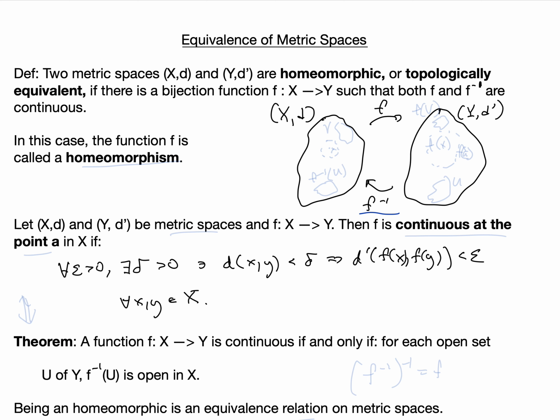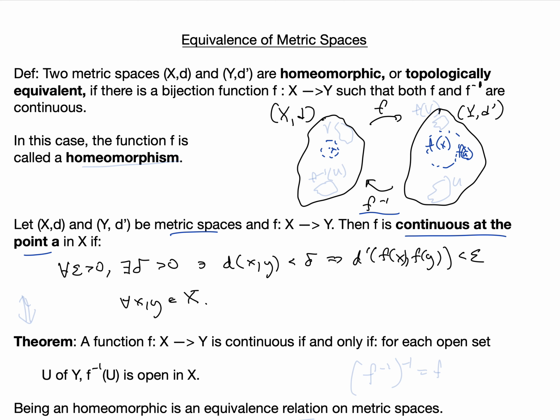And for this to be the case that both f and f inverse are continuous, let's just remind ourselves of the definition of continuity. So we have the definition of continuity in a metric space, this epsilon-delta definition of continuity. For any epsilon greater than 0, there is a delta greater than 0, such that the distance between a point x and a point a being less than delta in X implies that the distance between f of x and f of a is less than this epsilon in Y.